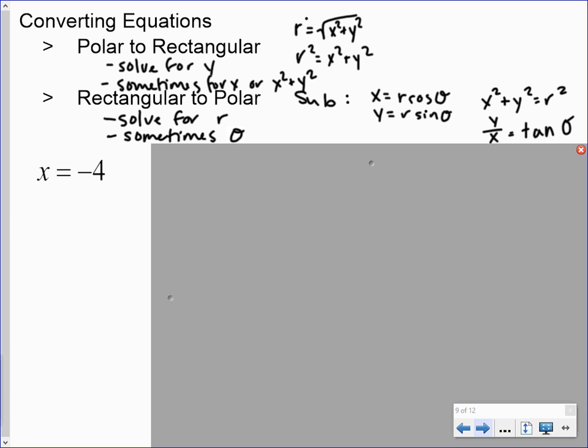Okay, so now I'm just going to do some examples. I'm going to start with x equals -4. That's clearly in rectangular form because it has an x, so I want to change it into polar form. So I'm thinking about all this stuff I know. What could I do in terms of substitutions? For x, I could write r cosine theta. So r cosine theta is equal to -4. And generally I want to solve for r. So how would I get r all by itself? Divide by the cosine of theta.